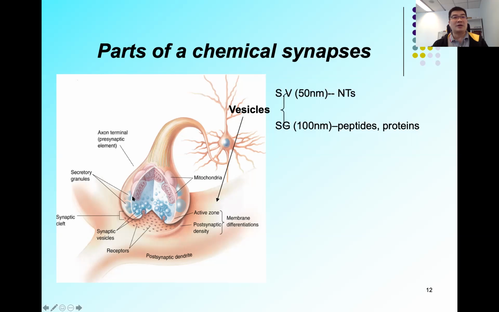There are other vesicles as well, called secretory granules. The secretory granules are around 100 nanometers and may contain peptides and proteins. The synaptic vesicles are smaller, around 50 nanometers, and contain the neurotransmitters. You may ask why there are mitochondria: this process requires a lot of energy. When we talk more about how the vesicles are released, you'll see that it requires a lot of energy.